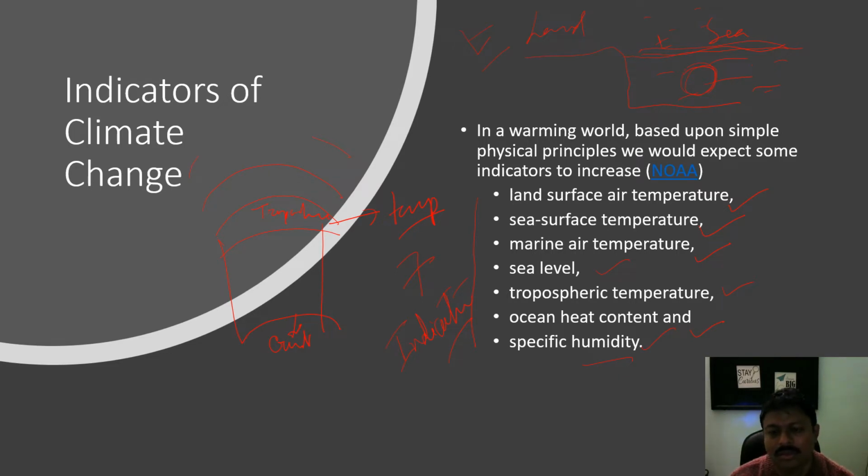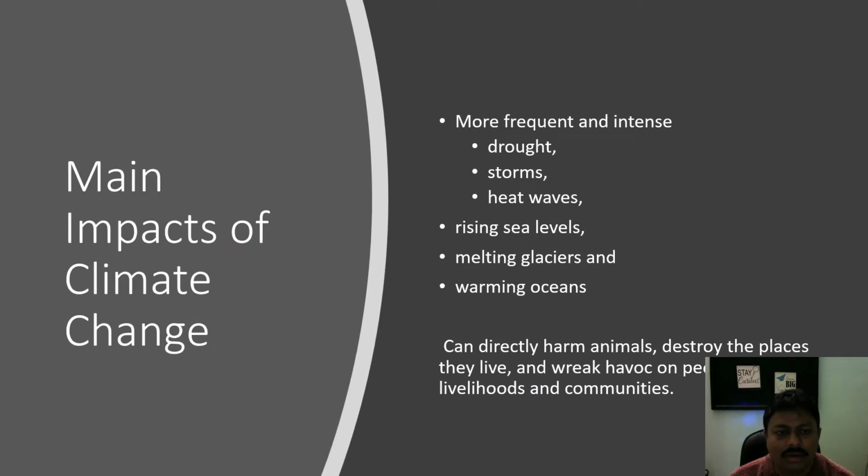Specific humidity is a definition where it says that the amount of moisture content in 1 unit volume of air, you can say, is specific humidity under controlled atmospheric parameters. Now, main impacts of climate change. Yes, it is already discussed. Drought. There are storms, rising sea levels, but there is also drought. There are heat waves. There are melting glaciers. There is warming ocean. All these things are impacts of climate change.